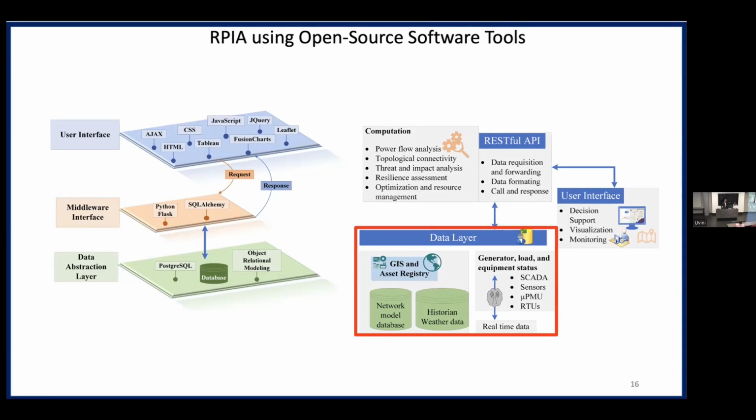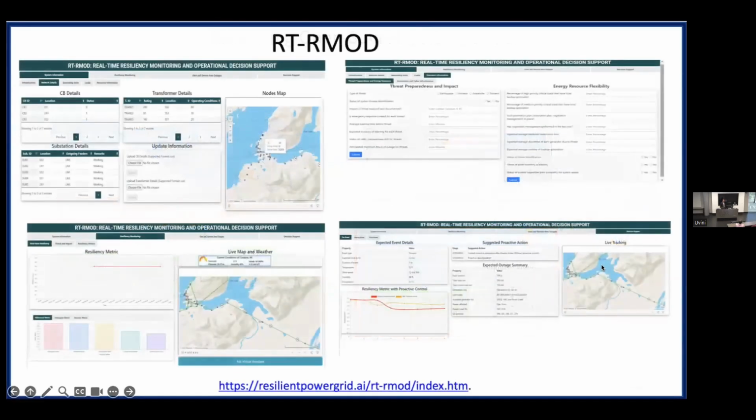And then the threat and impact analysis. So all of these, we can either use the existing ADMS or we can do our own. And then there's a RESTful API and then a user interface, right? So with that in mind, the RT mod is the next step, which is again looking at the decision support.